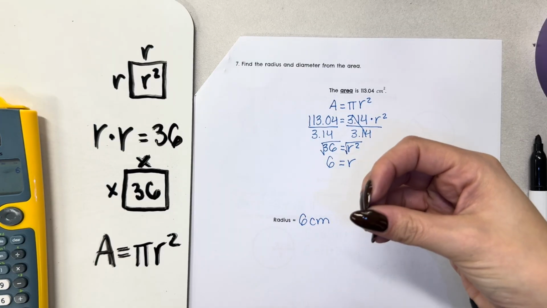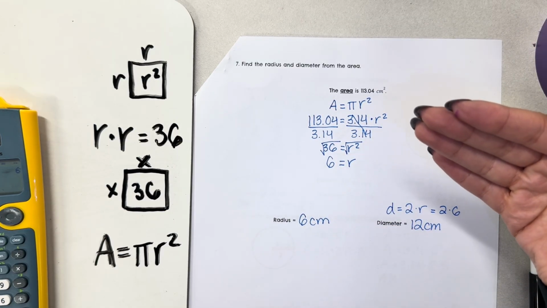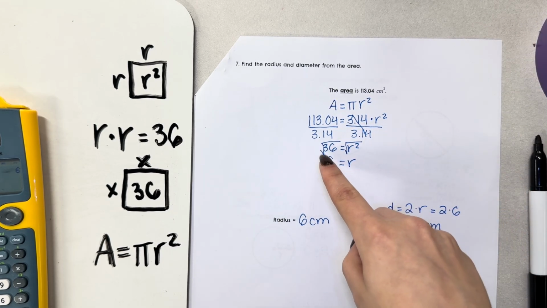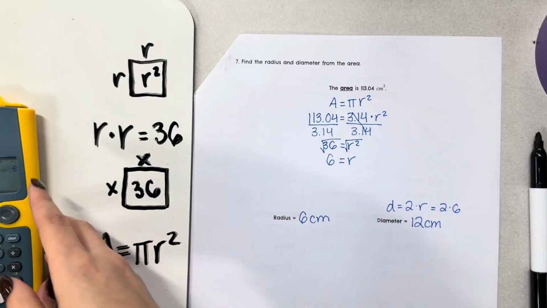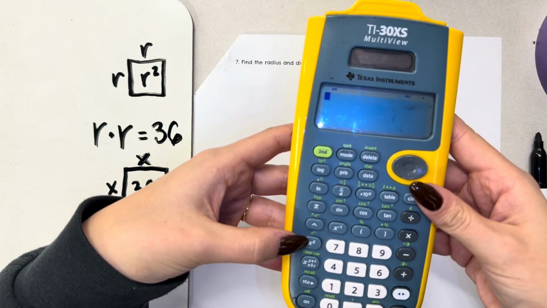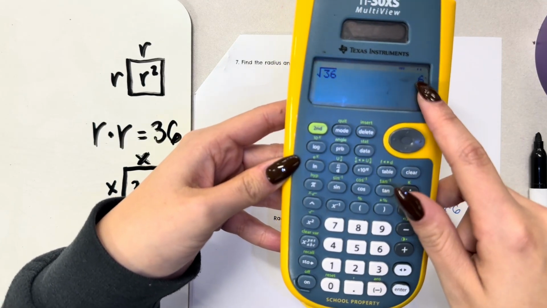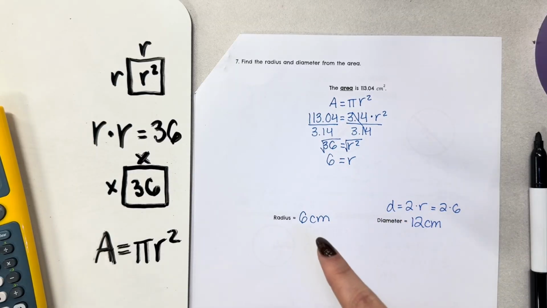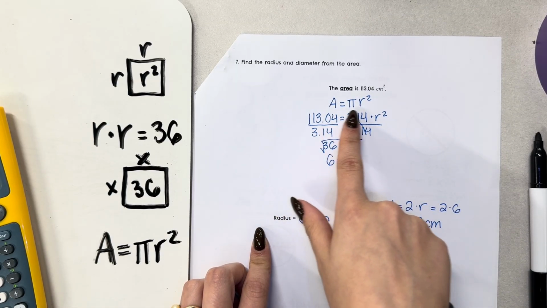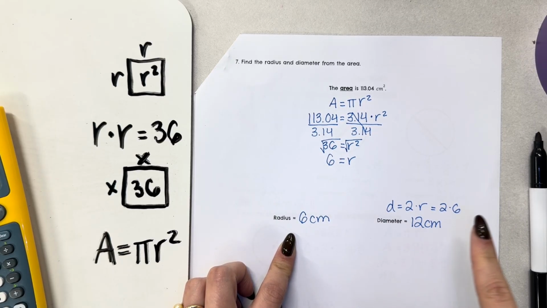Now I'm gonna reverse my squaring. What is the opposite of a square? Square root. So I'm going to take the square root of both sides. I plug it in my calculator by going second and the x squared button. I get the square root, plug in 36, and I got 6. So when you're given your area, you're always going to find your radius first. Then you got to do one more step to find your diameter.